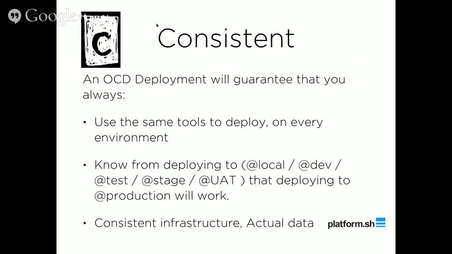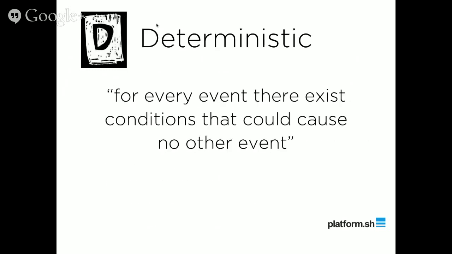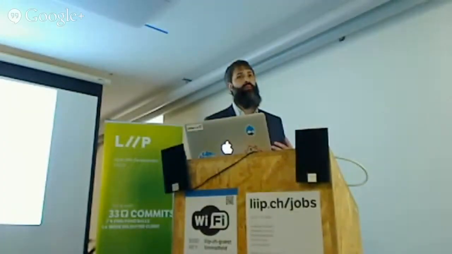And it has to be consistent on every environment with all the tools that you use, and hopefully also consistent infrastructure and actual application data. So, enough slides. Deterministic. For every event, there exist conditions that could cause no other event. Meaning, when you take an action, git push, you have a guarantee you know the outcome of that action. You might not be able to predict it in your mind because you might have a bug, right? You might have misconfigured something and you only find that out when you push, but at least there's a guarantee that if you pushed that same thing 10 minutes later or on a different environment, it's going to behave exactly the same way. Very important.